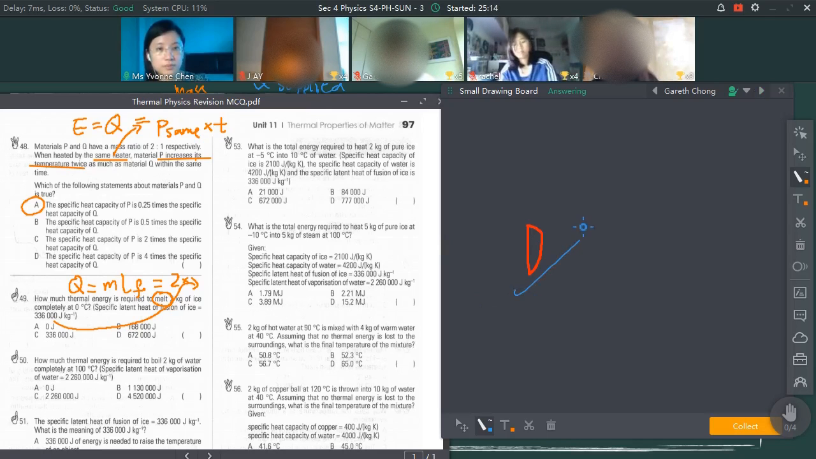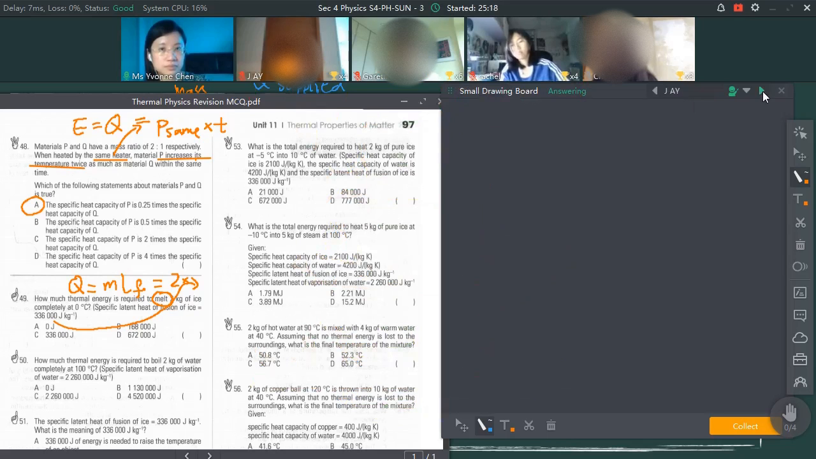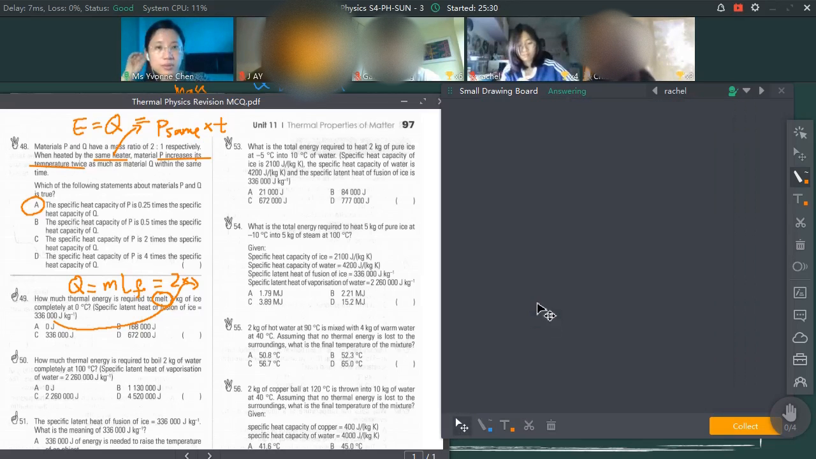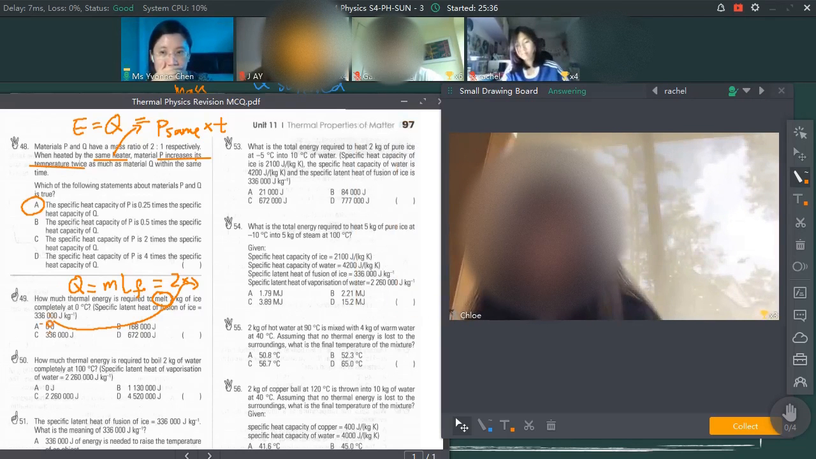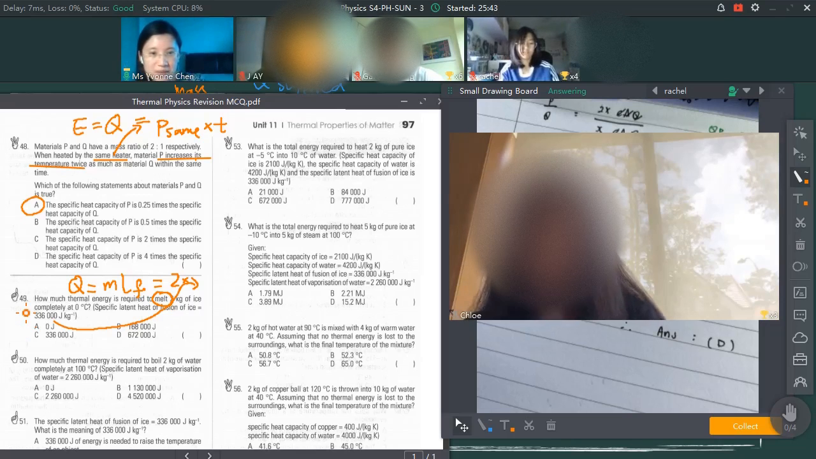Gareth, well done. Jonathan, please write down your answer on the board. Rachel, I'll help you delete the previous answer. Now you can write down the answer on the board. Chloe, can you understand question 49? Because you haven't learned much in school.